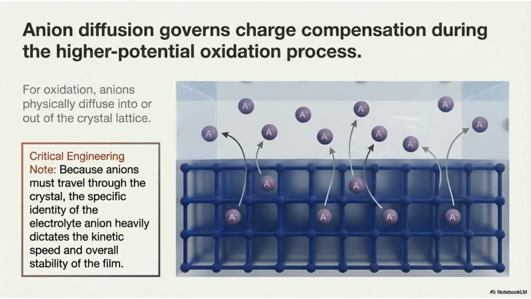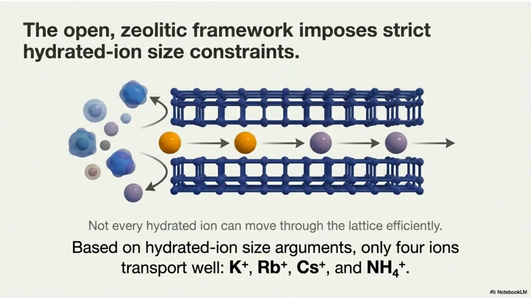Anion diffusion governs charge compensation during the higher potential oxidation process. Anions must travel through the crystal, and their identity significantly affects kinetic speed and film stability. The open zeolitic framework imposes strict hydrated ion size constraints. Based on size arguments, only K+, Rb+, Cs+, and NH4+ transport well through the lattice.